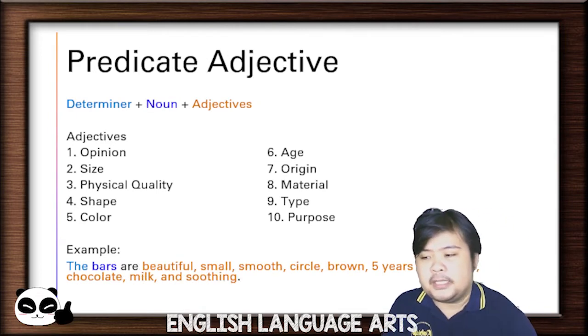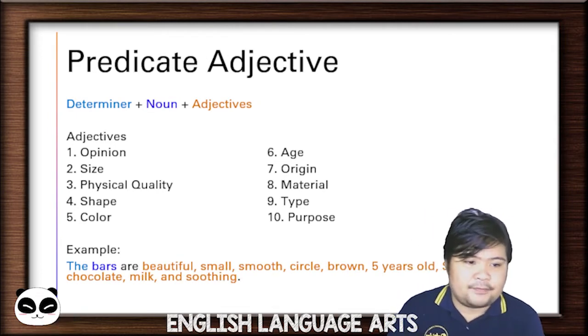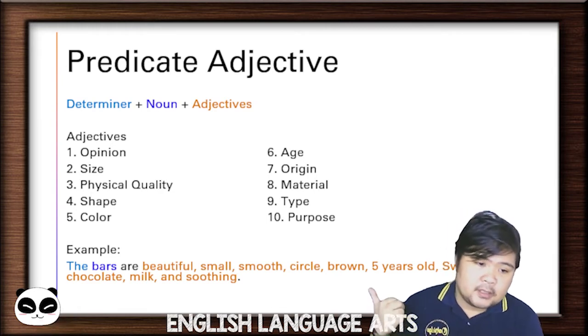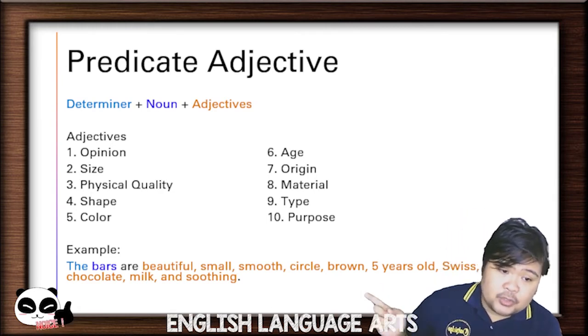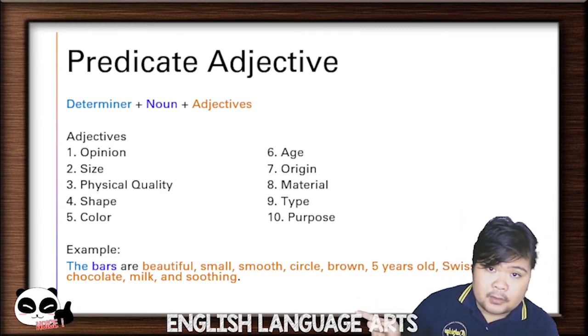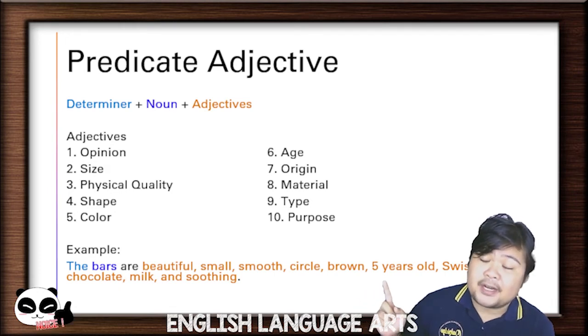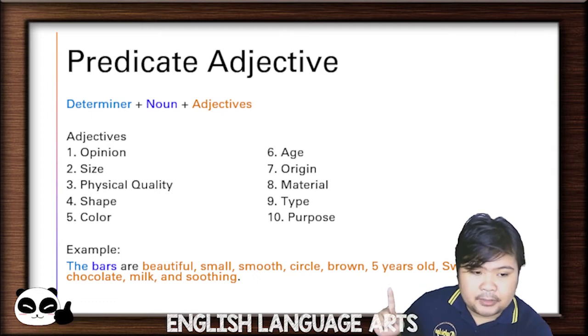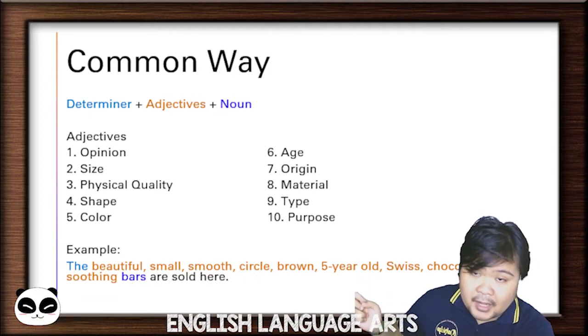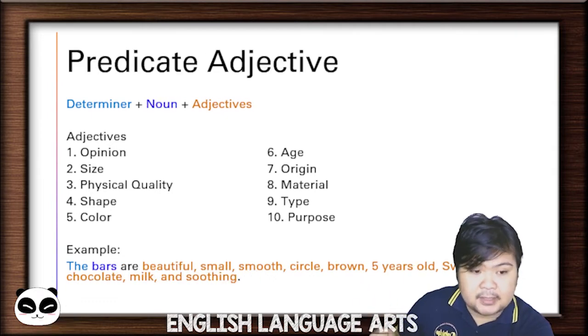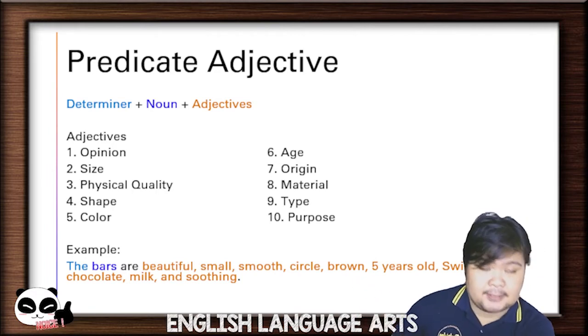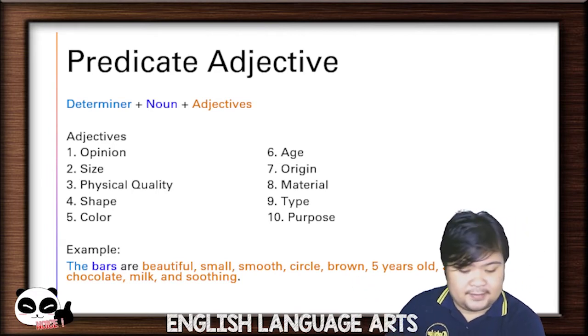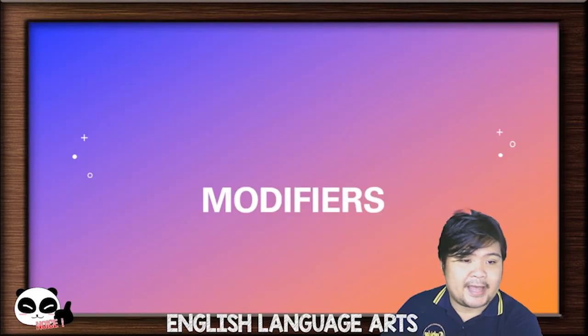Now then we go to the predicate adjective formula, right? Here, same thing, except that you start with the noun, and the determiner or the modifier comes before the noun. So the bars, as compared to a while ago, the and then the adjectives, then bars. But here, the bars, okay, and then all of your adjectives. This is the formula for predicate adjectives.